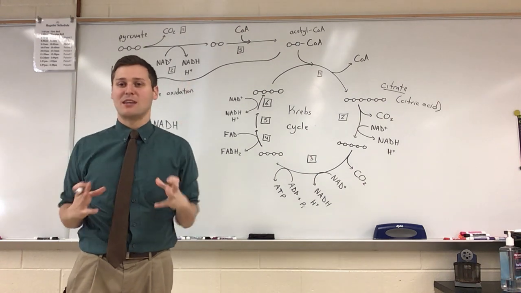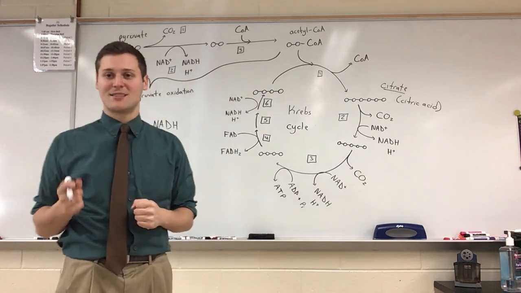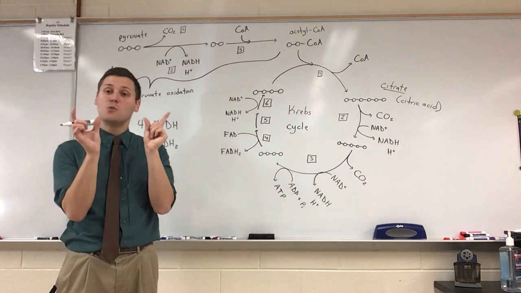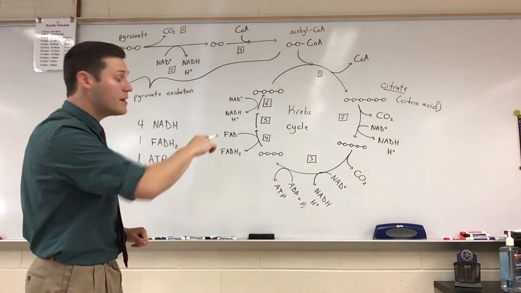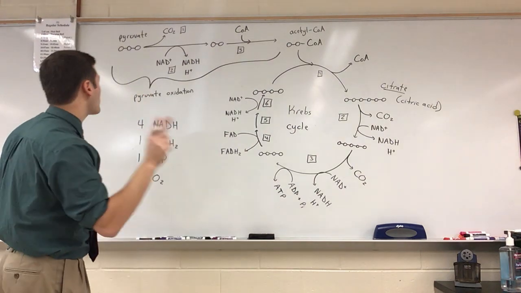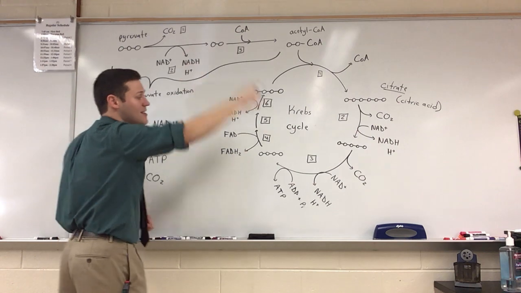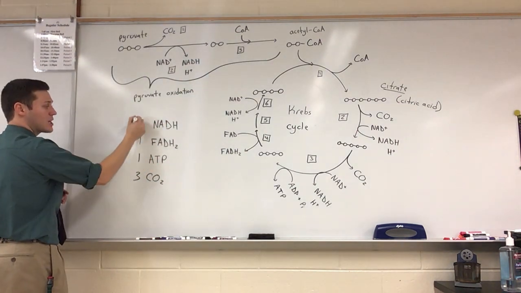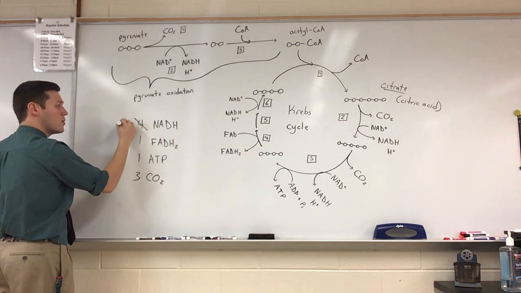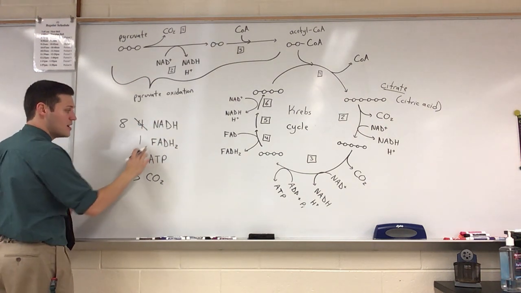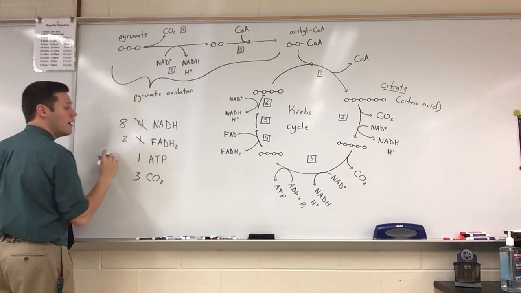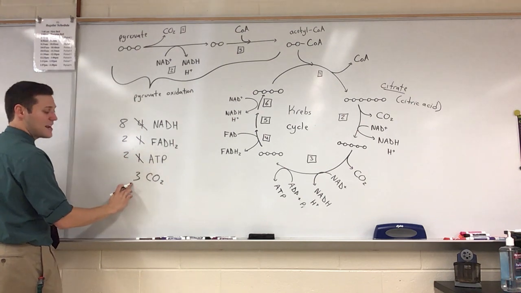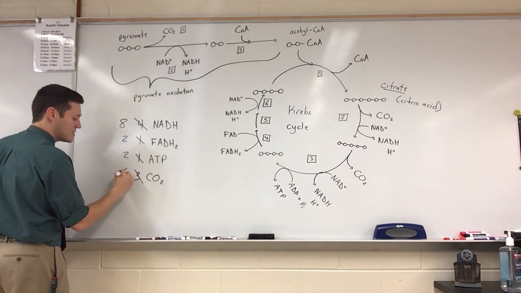Now, I will encourage you guys to think back to the beginning of the video when we summarized glycolysis. At the end of glycolysis, for every 1 glucose molecule, you get 2 pyruvates. So we have to go through this whole process twice. So really, we have to double everything if we want to be accurate. So instead of 4, we had 8 NADHs. Instead of 1, we have 2 FADH2s. Instead of 1 ATP, we have 2. And instead of 3 CO2s, we actually have 6.